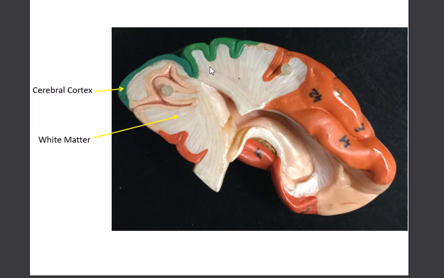So again, if you were doing dissection and you took a brain out, you were just holding the brain on the outside, you would be touching the cerebral cortex. And then we would have to cut into the brain to see the white matter tracts below.